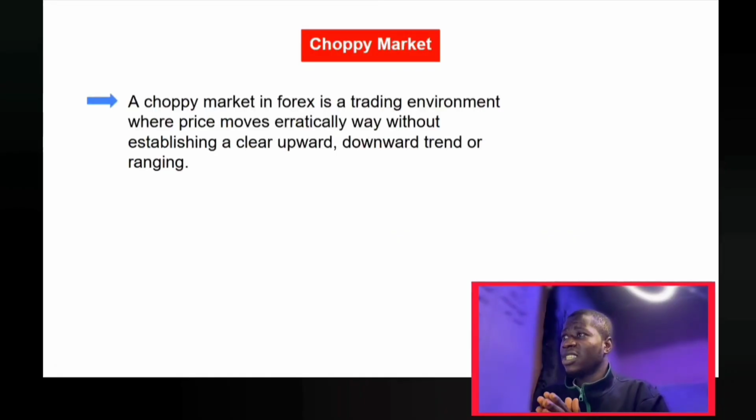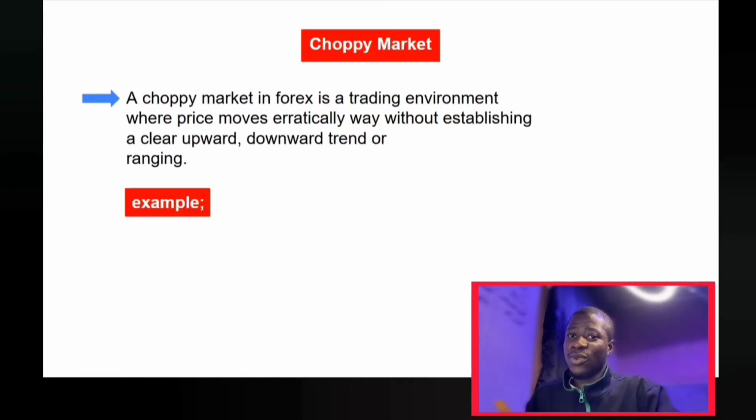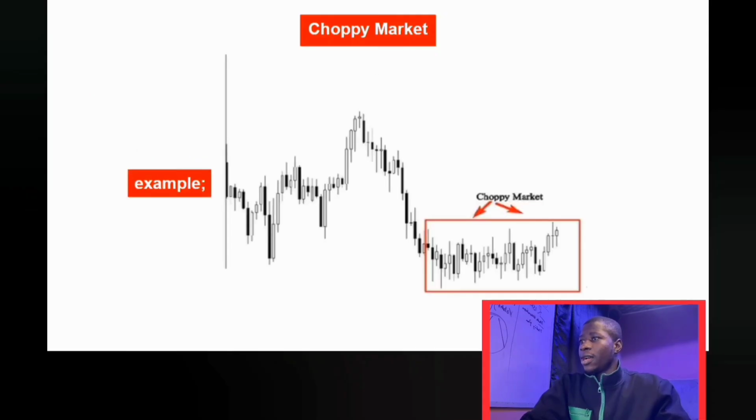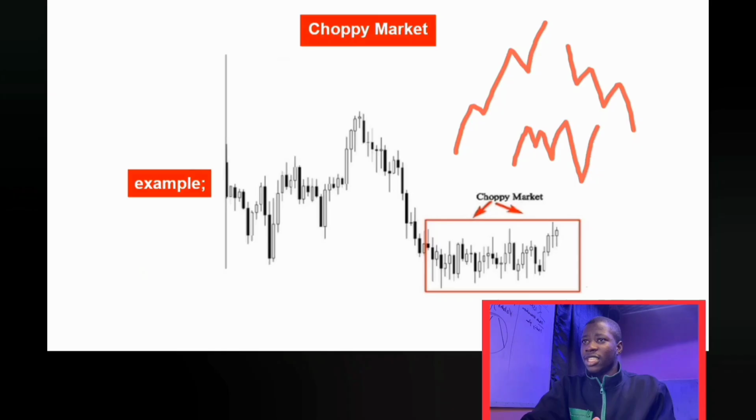Now a choppy market in forex is a trading environment where price moves erratically without establishing a clear upward or downward trend or ranging market. So guys, for the example, as you can see, this box right here shows how a choppy market is represented. For a choppy market, you can see that it doesn't have any clear direction of going towards the upside or towards the downside, or even being in a range. Remember, a range is where you can see that the market is bouncing off a particular level.